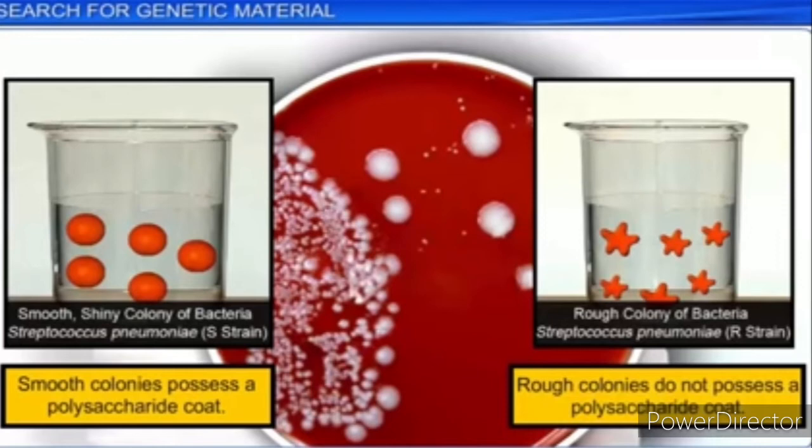See the differences between S strain and R strain bacteria. S strain bacteria are smooth shining colonies, they are capsulated and also virulent. R strain bacteria are rough colonies, they are non-capsulated and non-virulent, non-pathogenic. Now we'll discuss a small experiment.